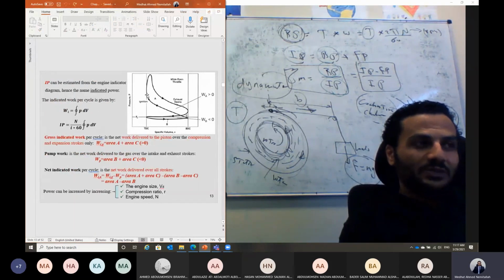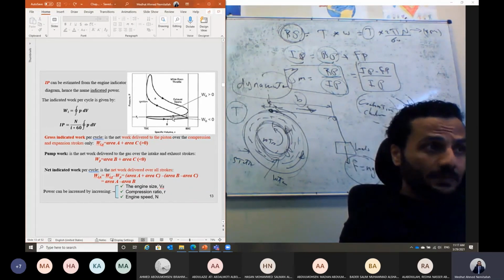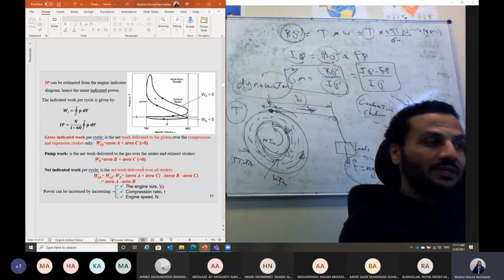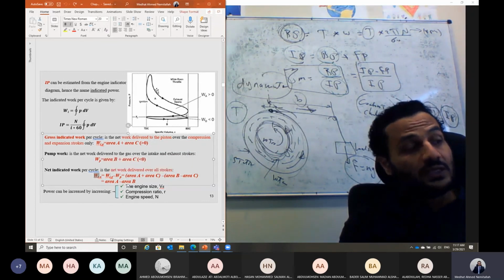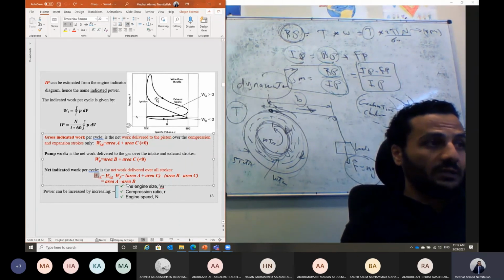This indicator diagram here, we have learned in chapter 5. Area A plus C represents the gross indicated work by the piston during the expansion and compression strokes. Area C plus B represents the pumping work during the intake and exhaust strokes. And the net indicated work is the difference between both of them, the gross indicated work minus the pumping work. We call it the net work, which equals area A minus area B in this case.